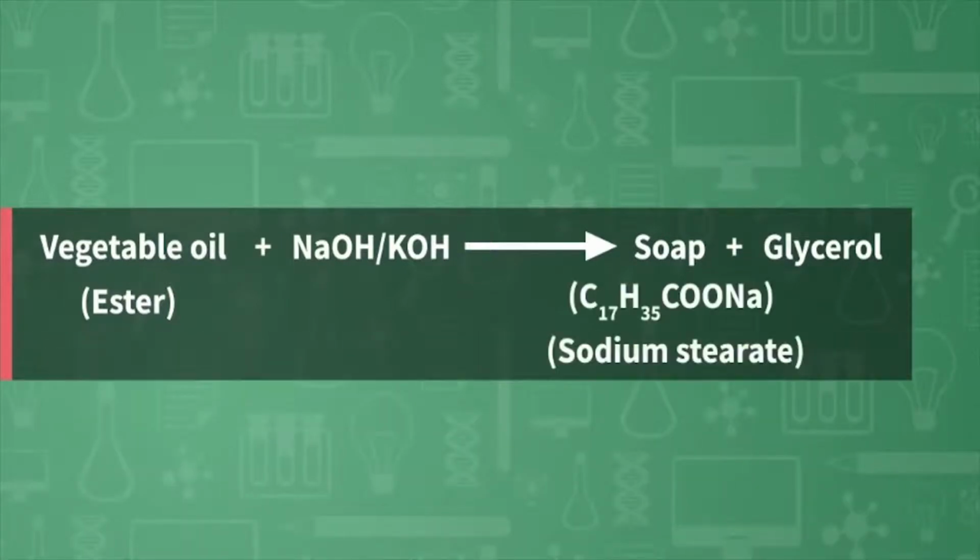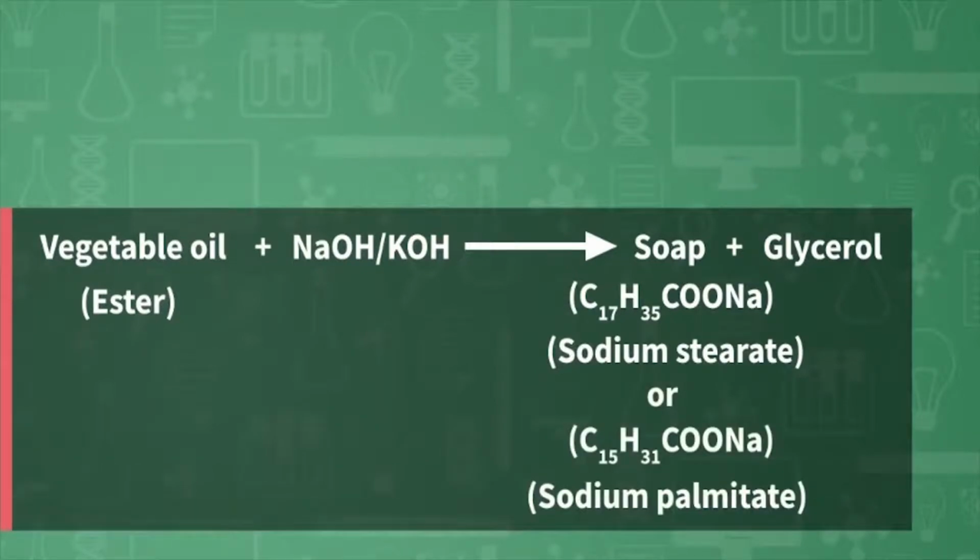In the process, salt and glycerol are formed. The salt is nothing but the soap. Soaps are sodium or potassium salts of fatty acids. If you are treating the vegetable oil with sodium hydroxide, then it is a sodium salt. If you are treating with potassium hydroxide, then it is a potassium salt.